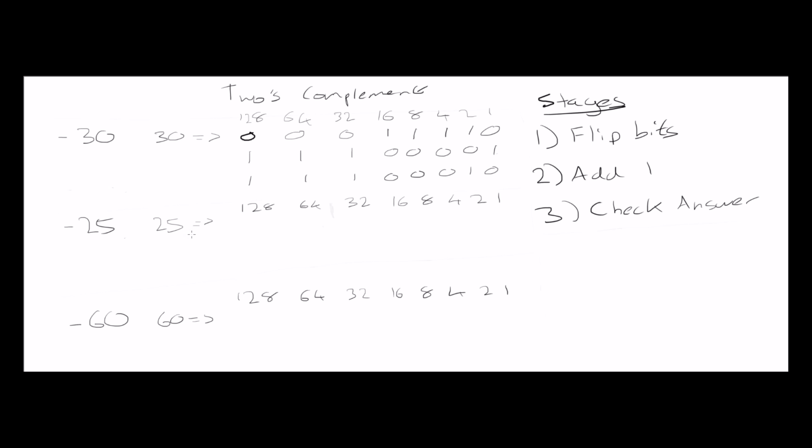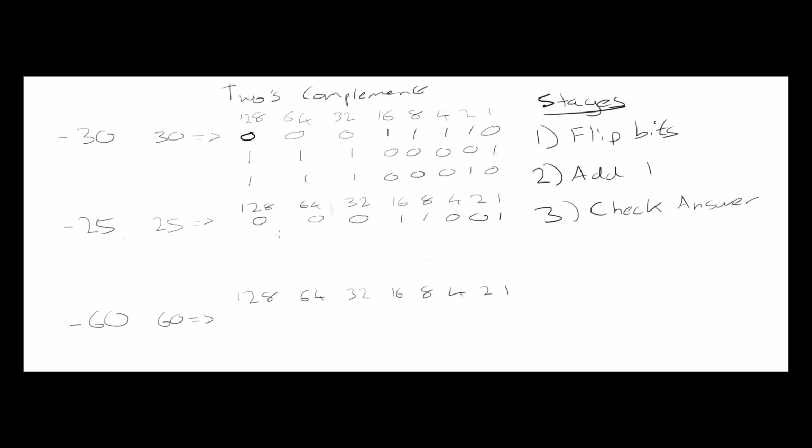We've got 25, so we can convert that to binary by doing 0, 0, 0. 16 does go into 25, so we're going to put a 1 there, and 8 goes into the remainder, so you can put a 1 in there, and then 0, 0, and we've got 1 left over, so put a 1 there. And I then flip the bits.